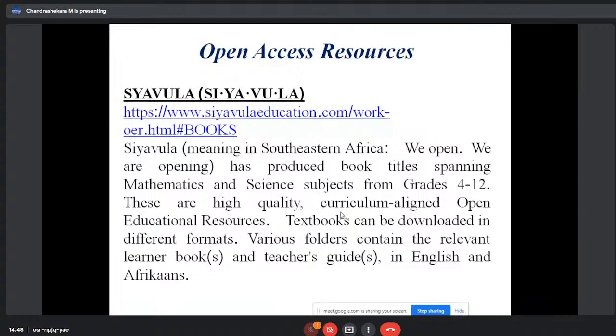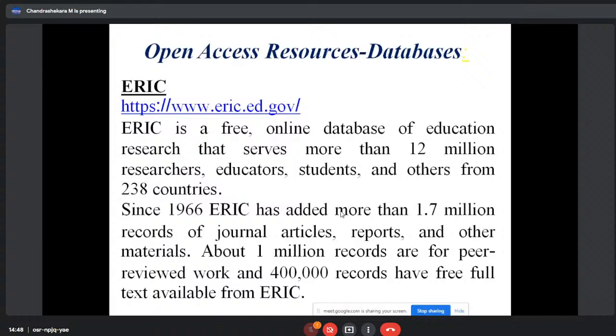ERIC is another database. It is also free education resources. ERIC is the free open online database of education research. It serves more than 12 million researchers, educators, students, and others from 238 countries. Since 1996, they have been giving the service. They added more than 1.7 million records, journal articles, reports, and other materials. About 1 million records are for peer-reviewed work, and 4 lakh records have free full text available from ERIC. You can visit this ERIC, that's a good database, eric.ed.gov.